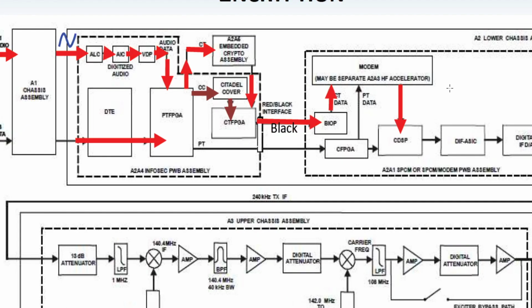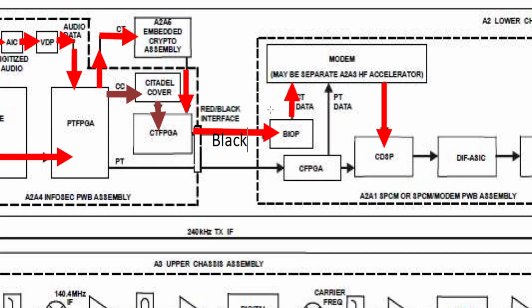Does this help? Enhance. Yeah, there you go. So does this help? Can you see it now? All right. So it'll go through that CT if it's ciphertext, and then it goes through what subassembly? A2A5. It's like I'm giving you the answer. And then if it's CC, it goes through what? A2A4. Does that make sense?